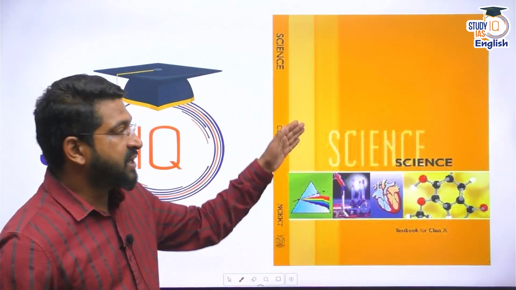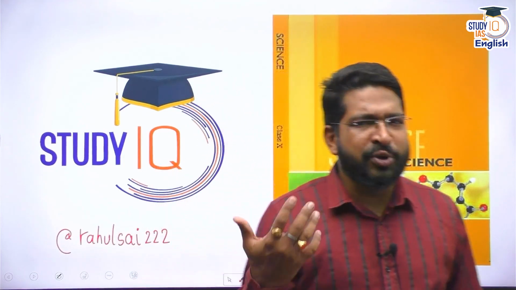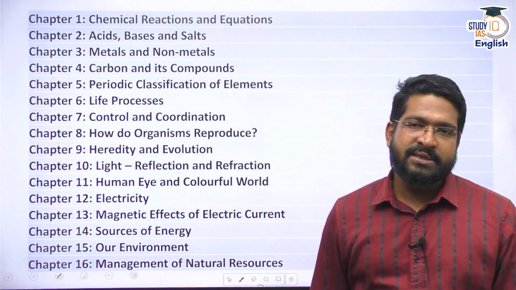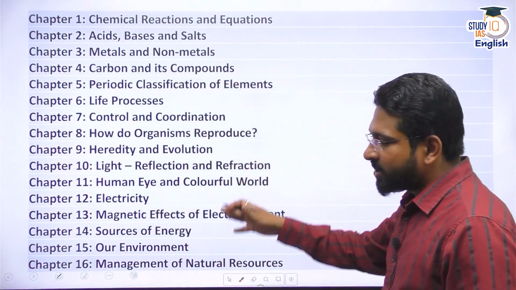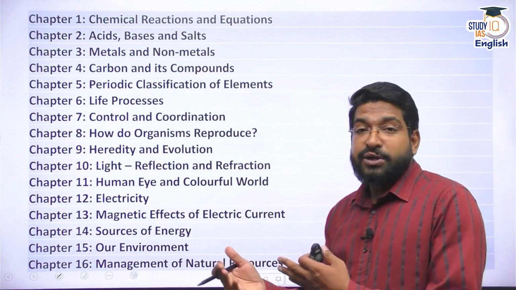As I told you, today we are starting the discussion for NCERT textbook for class 10, and we will be following a similar format like what we have been doing for the other texts. We will be doing chapter by chapter analysis. So this is the index of class 10 science textbook. There are 16 chapters, and I'll be referring to the old textbook.